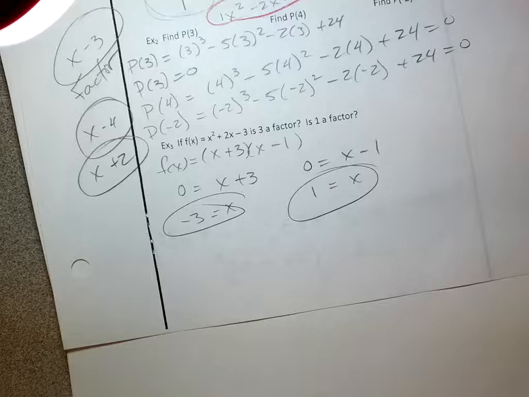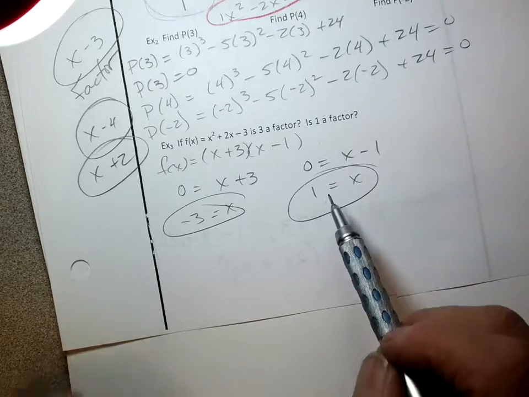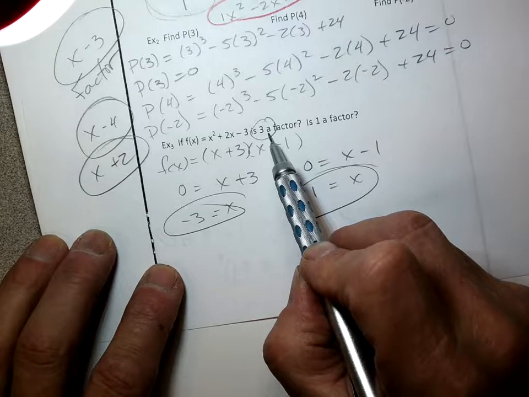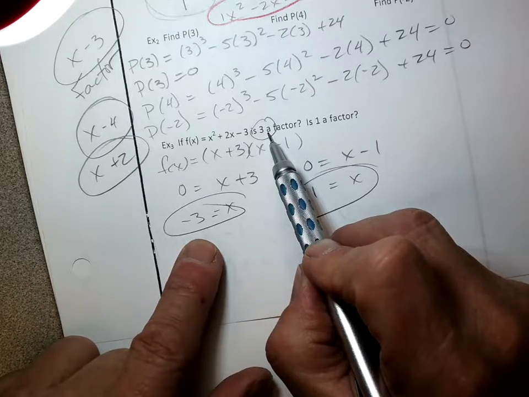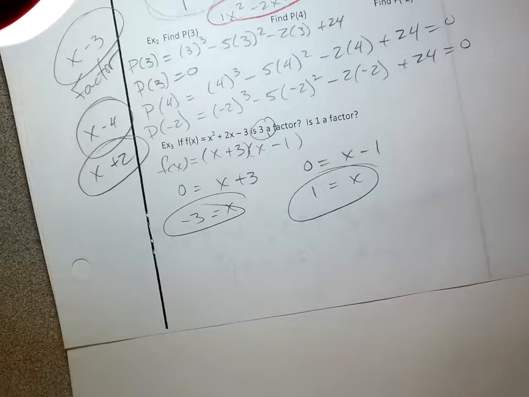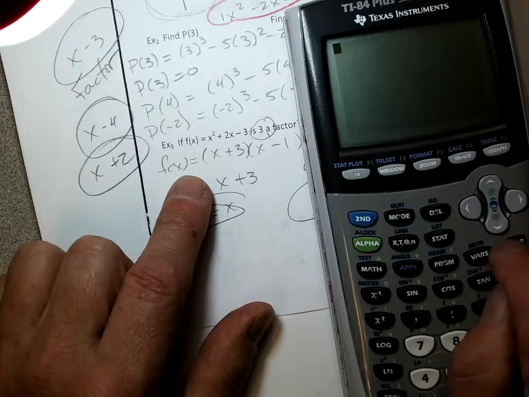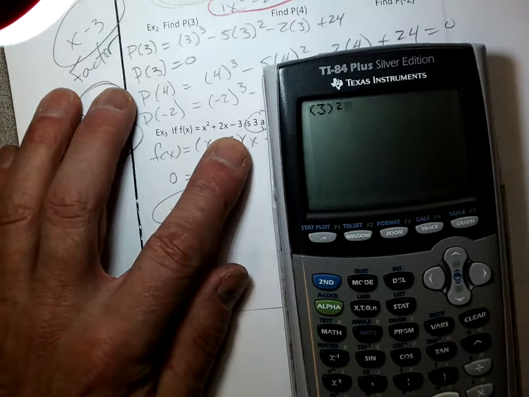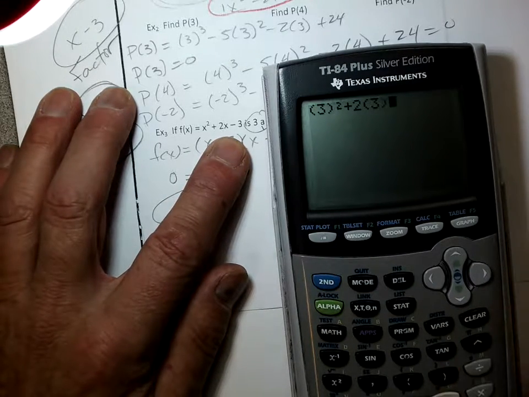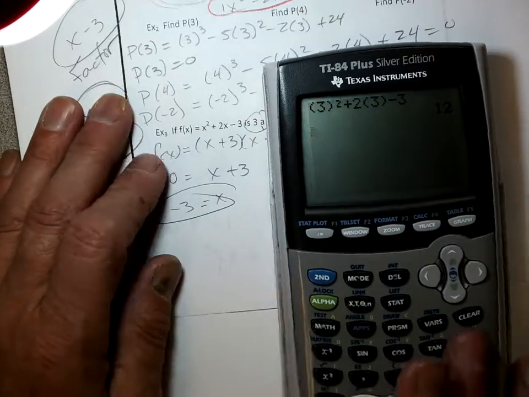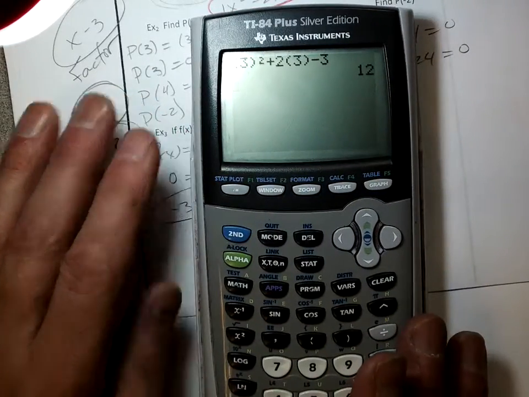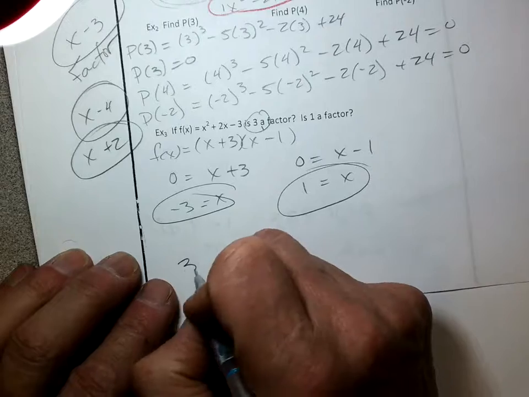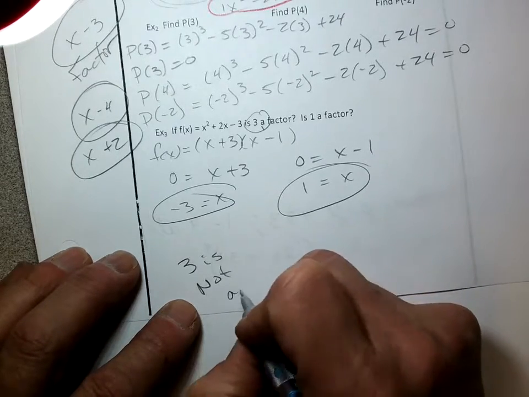Okay, so real quickly, let me ask you an easy question. Is 3 a factor? No. Negative 3 is. So if we plugged in 3, I'm just going to do it real quick. Let's see what we get. If I went parentheses 3 squared plus 2 times 3 minus 3, hey, I don't get 0. I get 12. If I get any answer other than 0, it's not a factor. But we already knew this was not a factor.